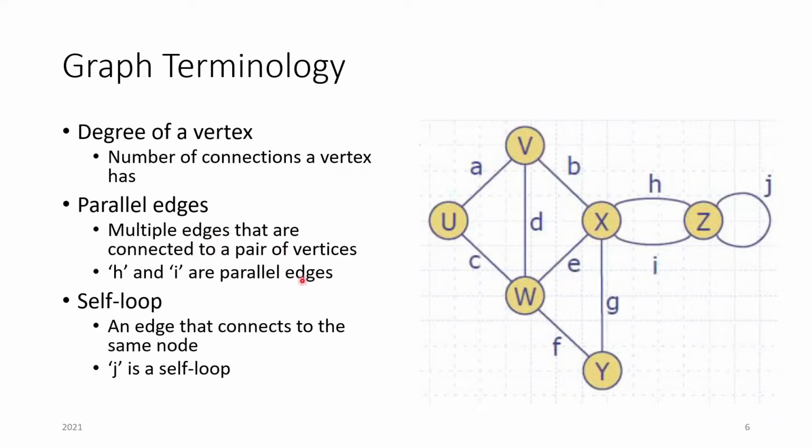Parallel edges is when we have multiple edges that are connected to a pair of vertices. So if we have multiple connections between 2 nodes, these edges, because they don't intersect with each other but connect between these 2 nodes, are parallel in nature. So H and I here are parallel with respect to vertices X and Z. A self loop is when you have an edge that loops back to a particular node. Edge J here, because it loops back to vertex Z, is a self loop.